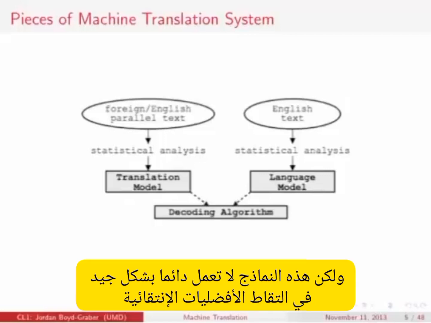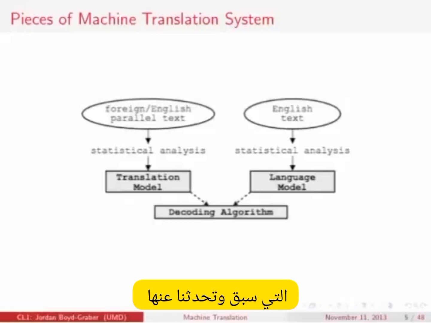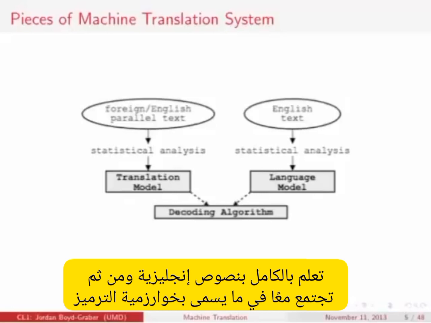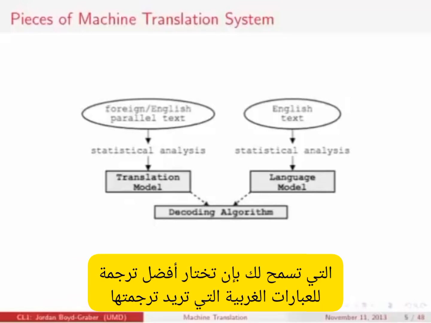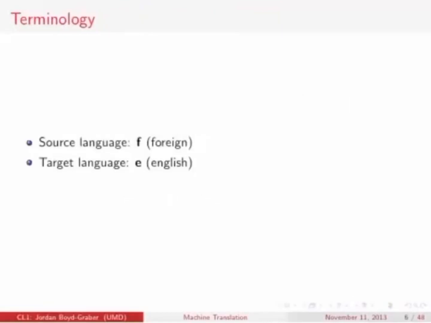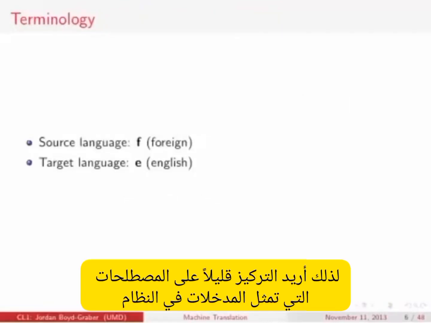But these translation models don't always do a good job of capturing, say, selectional preferences that we talked about last week. They don't know to prefer strong tea over powerful tea. To capture this sort of thing, you need good language models, and these are things that we talked about before in previous weeks, and these are learned entirely on English text. And then, together, these are combined in what's called a decoding algorithm that allows you to select over all of the many different English translations of a sentence the one that best translates the foreign phrase that you wanted to translate. And so I just want to concentrate a little bit here on terminology.